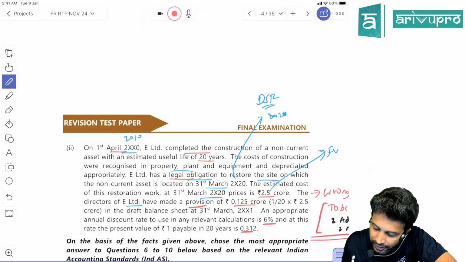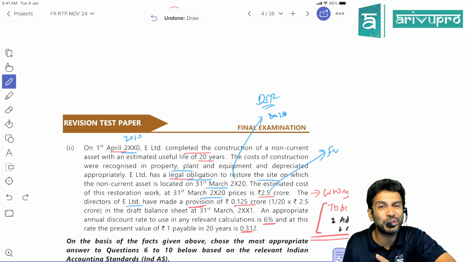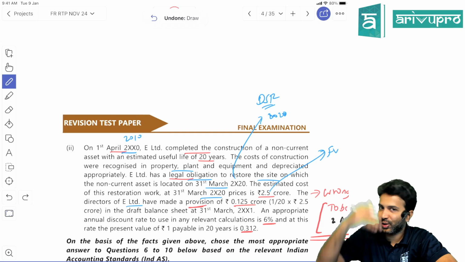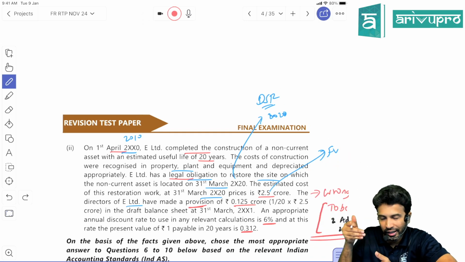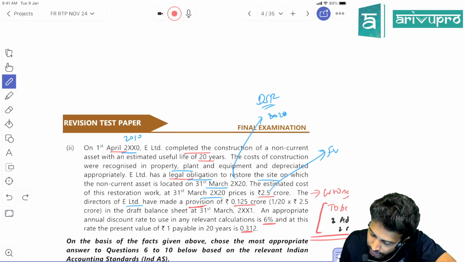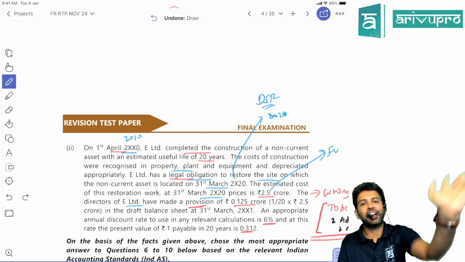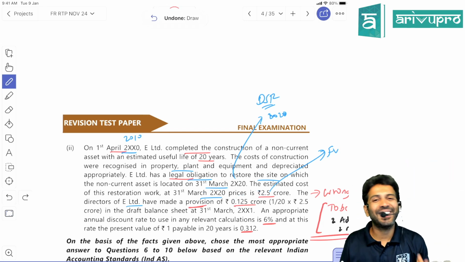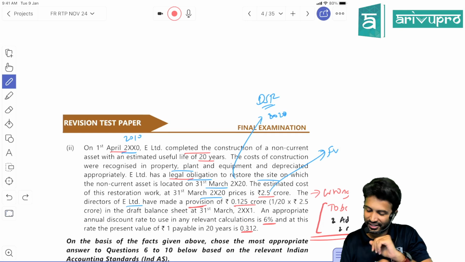The directors of E Limited have made a provision for 0.125 crores. How did they find out 0.125 crore? 2.5 crore is the total amount expected, and you expect this payment after the period. So they took 2.5 crore divided by the number of years, which gives 0.125. For that they made a provision. So which is correct or wrong? Absolutely wrong, sir. This is not accepted.